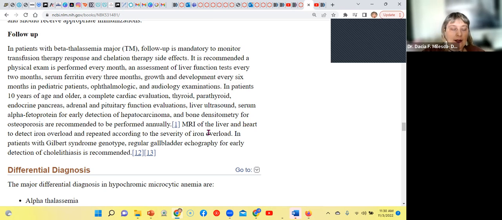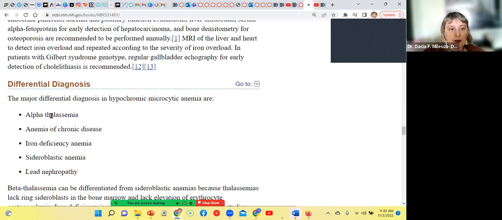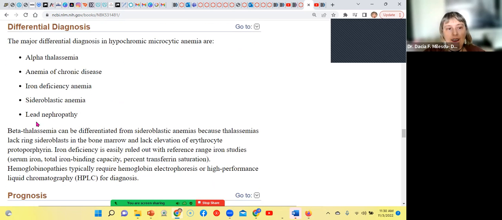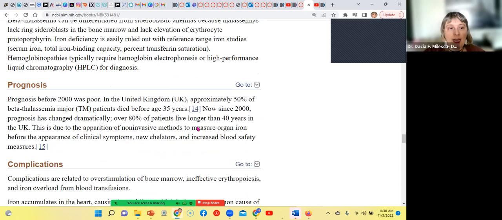Okay, and differential diagnosis, you need to differentiate it from alpha thalassemia. That's an easy test with genetics. Anemia of chronic disease, iron deficiency, sideroblastic anemia, and then finally lead nephropathy can exhibit similar symptoms.